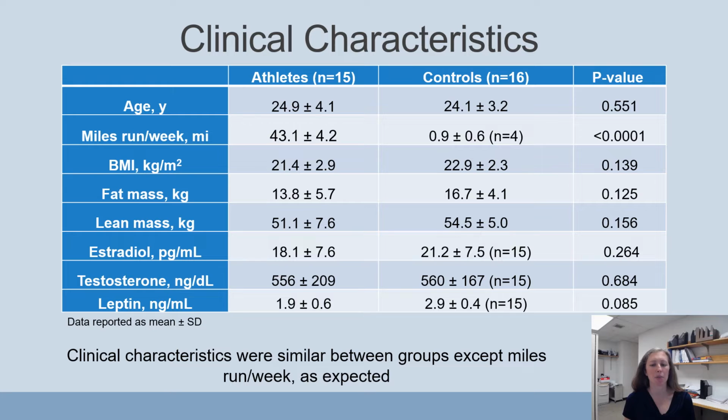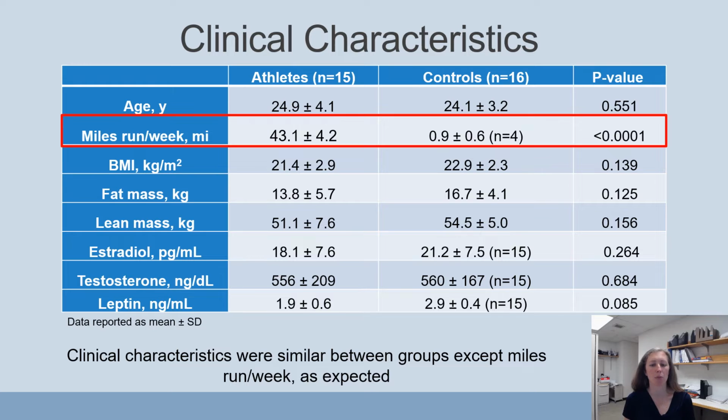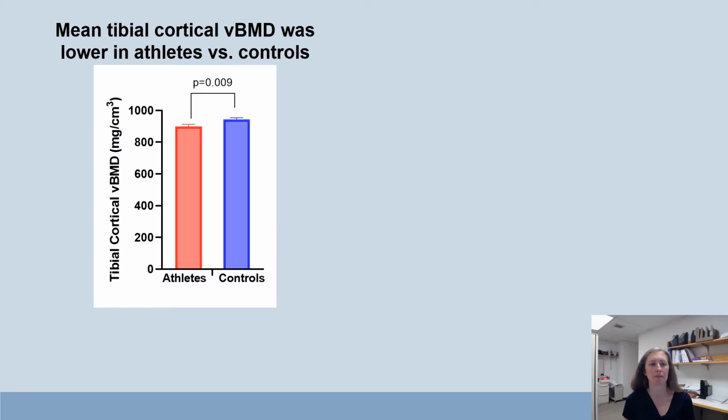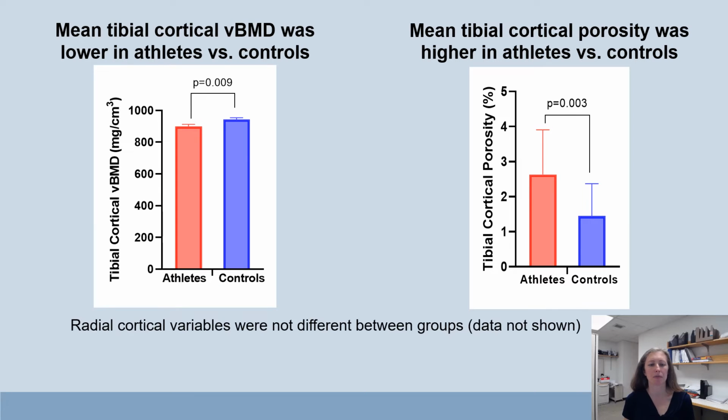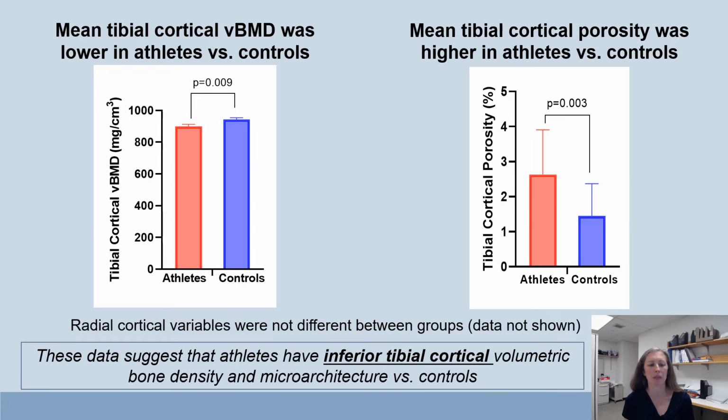Clinical characteristics were similar between groups, except miles run per week, as expected. We demonstrated that mean tibial cortical volumetric BMD on the y-axis was lower in athletes in red than controls in purple, and mean tibial cortical porosity was higher in athletes than controls. Radial cortical variables were not different between groups. These data suggest that athletes have inferior tibial cortical volumetric BMD and microarchitecture than controls.